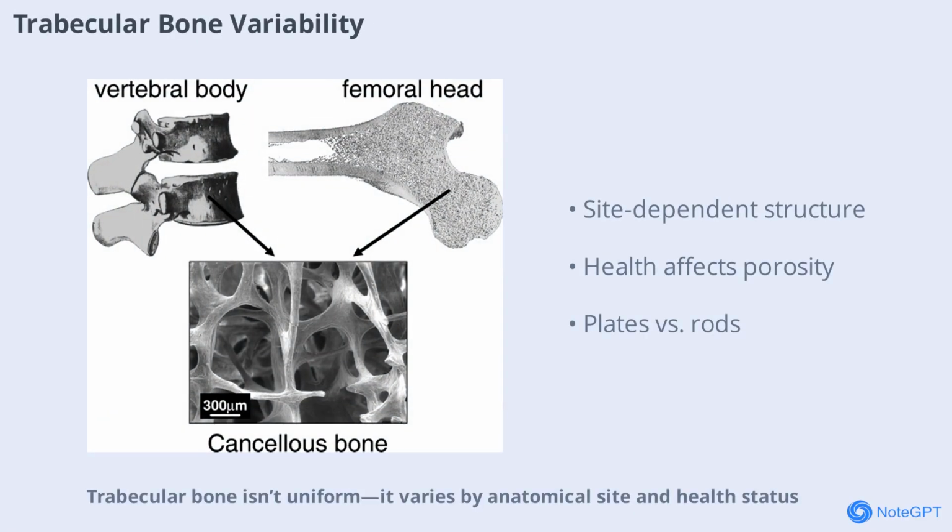Trabecular bone isn't uniform, it varies by anatomical site and health status. For example, the femoral head has more plate-like trabeculae while the lumbar spine features rod-like structures. This variability allows bones to adapt to different mechanical demands. In conditions like osteoporosis, trabecular bone becomes thinner and more porous, increasing fracture risk. Understanding this variability helps us appreciate how bone structure is finely tuned to its environment and function.